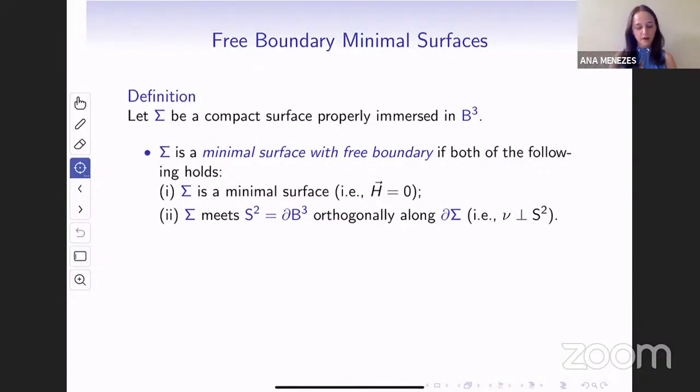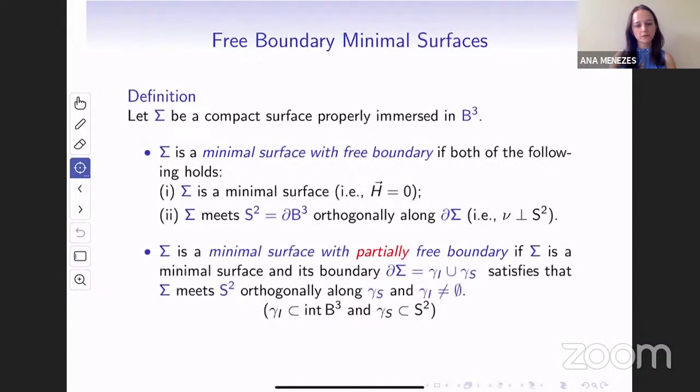In our work, we also consider the notion of a partially free boundary minimal surface. This is just because besides the part of the boundary contained in the sphere, we also have a part of the boundary contained in the interior of the ball. We call the part of the boundary in the sphere the free boundary, and the one contained in the interior of the ball we call fixed boundary.